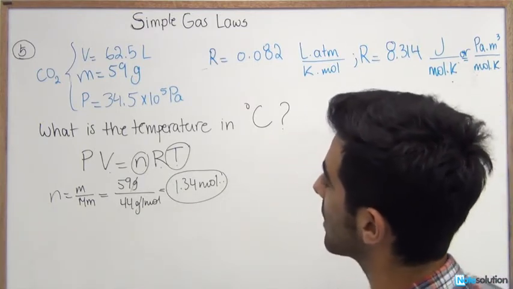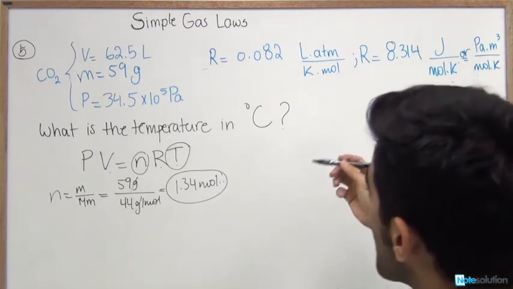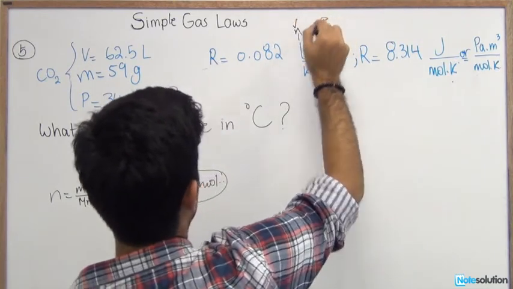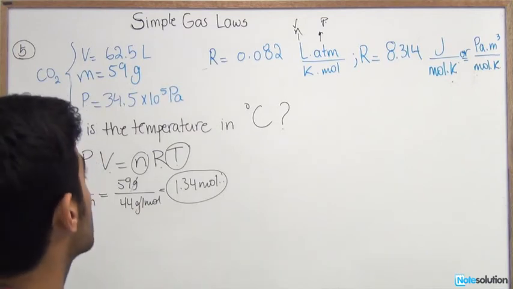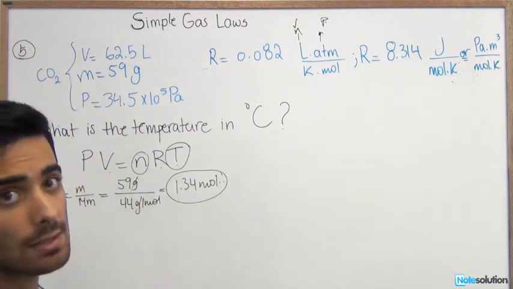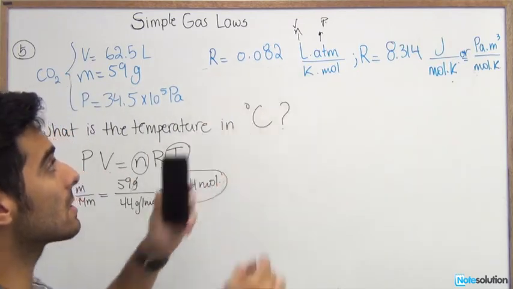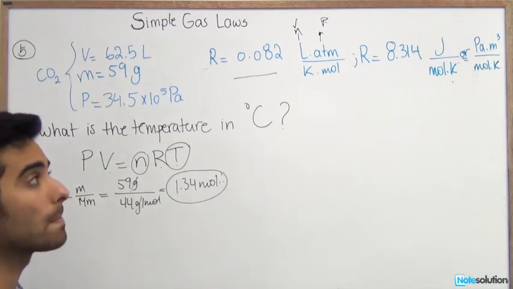Now the second question we're going to ask ourselves is, which R should we use? The R of 0.082 is in liter atmosphere over Kelvin mole. Let's see what we have. Liter is for volume, and atmosphere is for pressure. In this case, the volume is given to us in liters, but the pressure is given to us in pascals. So if we want to use this value, we have to convert the pascals into atmosphere.